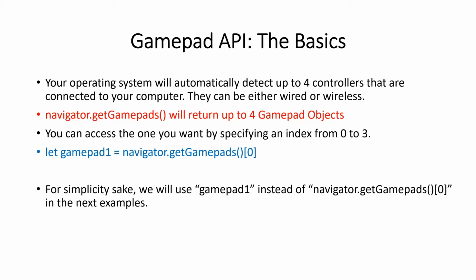Moving on to the basics, your operating system will automatically detect up to 4 controllers that are connected to your computer. They can be either wired or wireless. navigator.getGamepads will return up to 4 gamepad objects. You can access the one you want by specifying an index from 0 to 3. In my case, I did let gamepad1 equals navigator.getGamepads of 0, since for Mario we are only going to be using one gamepad.